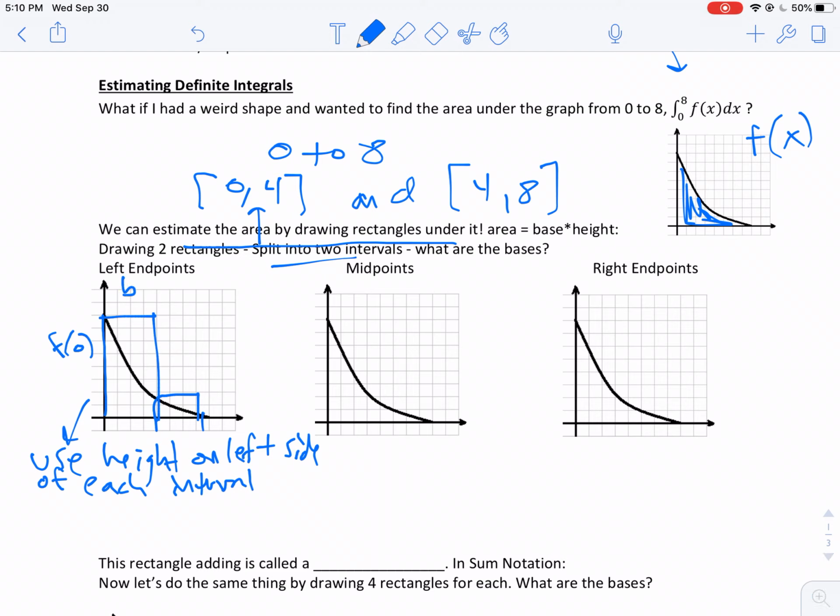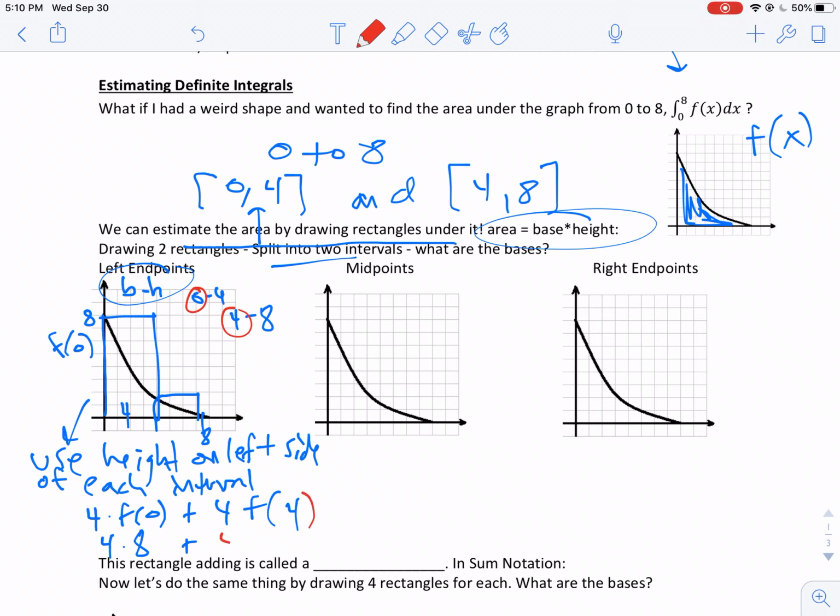So I'm going to do base times height, because these are both rectangles, right? We know the area of a rectangle is base times height. So now I want to find this left area. It looks like 1, 2, 3, 4, 5, 6. It has a height of 8 and a base of 4. So I'm going to do 4 times f of 0, the height at 0, which is just 4 times 8, plus, on my next interval from 4 to 8, I still have a base of 4, but I use the height at 4, because my left endpoint is 4, right? I'm going from 0 to 4 and from 4 to 8, so I'm using the height at 0 and the height at 4. So this turns out to be 4 times, looks like about 3/2, so that's 32 plus 6.